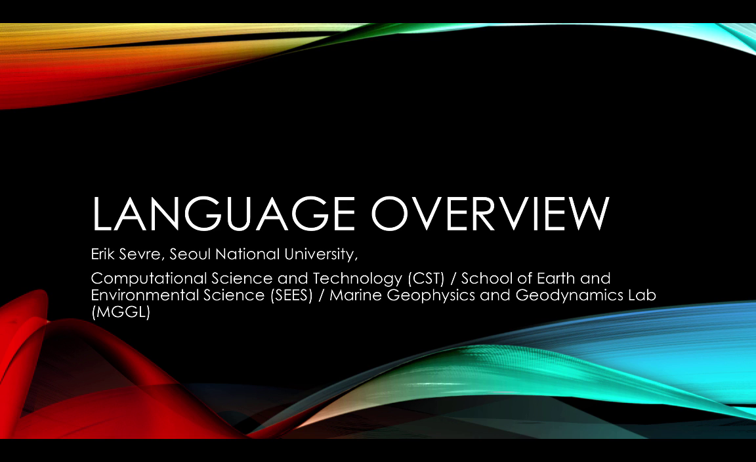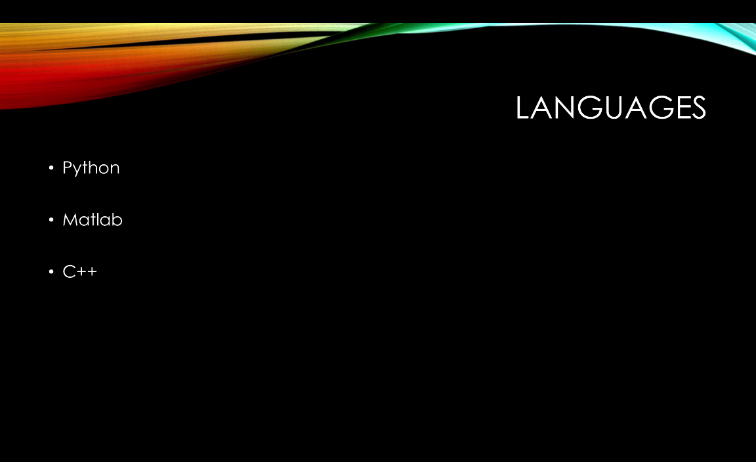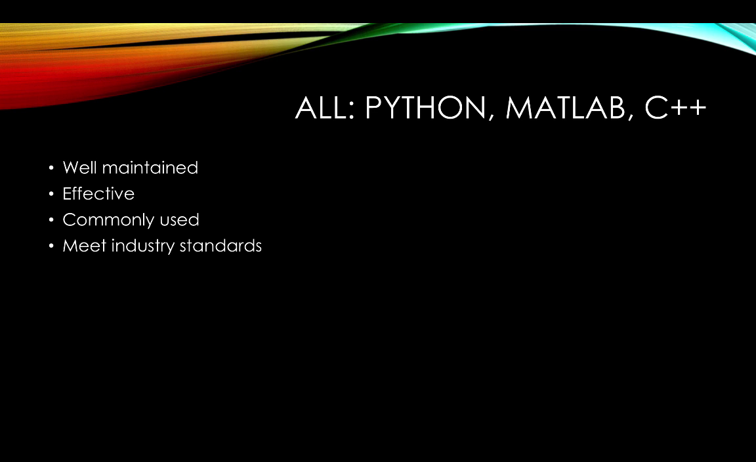This video is going to be focused on just a quick overview of the different languages that we're using. For this course we're going to be using Python, Matlab, and C++, because I think those are three good languages to compare because they all do similar things in a very different way. First, I want to talk about what they have in common. They're all well maintained, they're all effective, they're all commonly used, and they all meet industry standards. They're all really good languages. So I'm really going to kind of focus on the differences here.